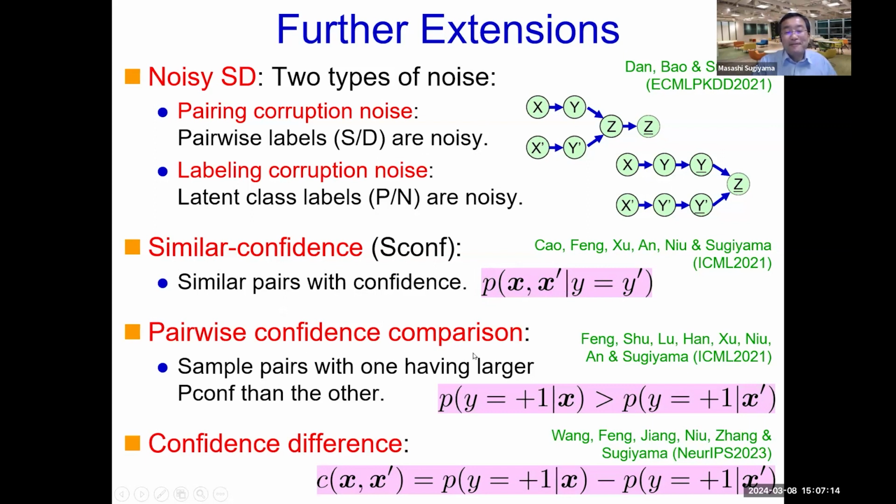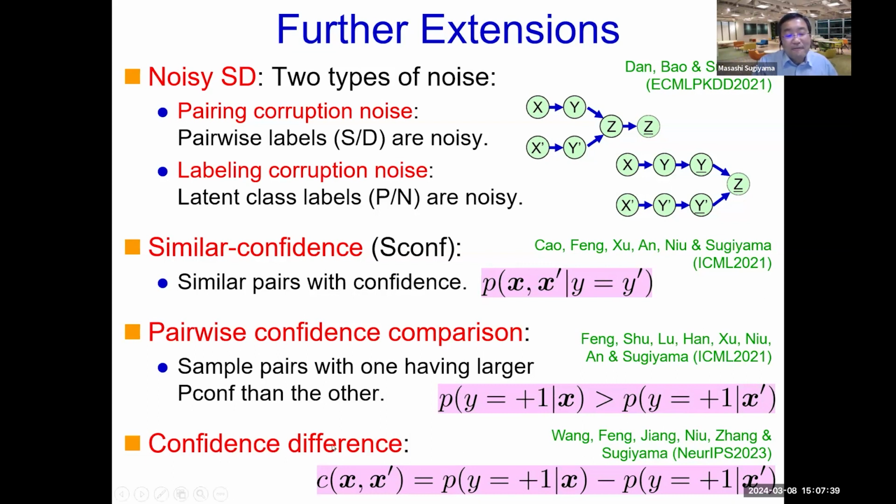Or pairwise confidence comparison is also possible. So sample pairs with one having larger positive confidence than the other. We don't have to know the positive confidence value, but given a pair of samples, we just say one has higher class posterior than the other. Then from that comparison information, we can still train the classifier.